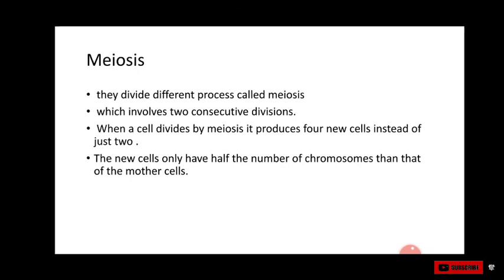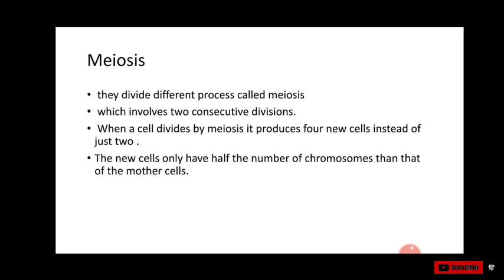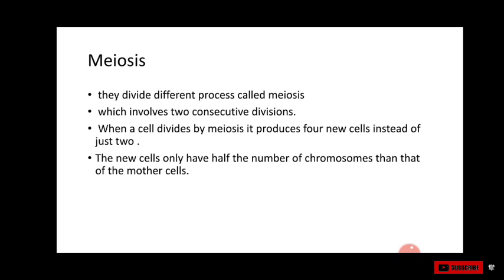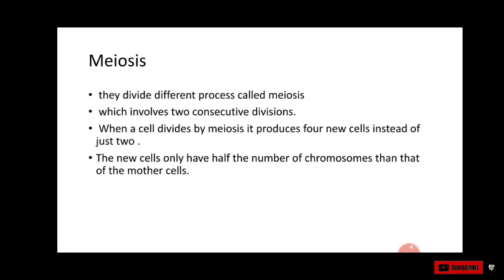Meiosis. Some cells divide by a different process called meiosis. Specific cells in reproductive organs or tissue in animals and plants divide to form gametes in the form of meiosis, which involves two consecutive divisions. When a cell divides by meiosis, it produces 4 new cells instead of just 2. The new cells only have half the number of chromosomes of the mother cell.